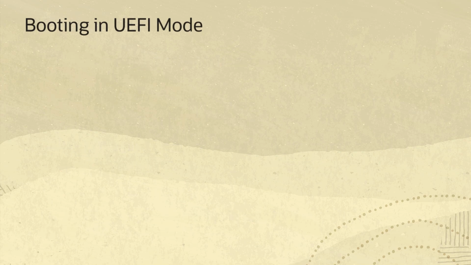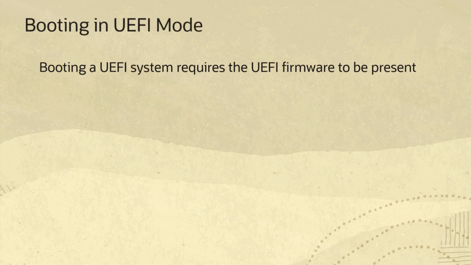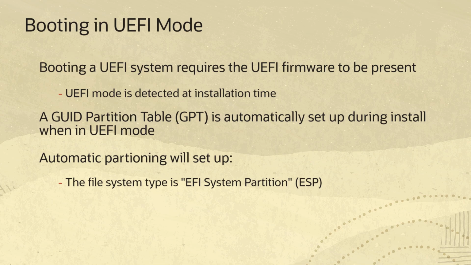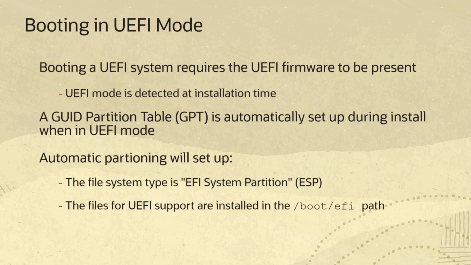To boot in UEFI mode, Oracle Linux is installed on a system with UEFI firmware implemented. The system detects that it is in UEFI mode and uses the GUID partition table, or GPT, for the system drive. GPT is required for UEFI. With automatic partitioning, the installer will set up an EFI system partition, or ESP, on the /boot/efi mount point, which will contain the files needed for UEFI booting. With manual partitioning, the ESP must be explicitly specified.